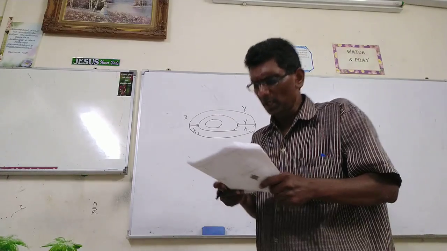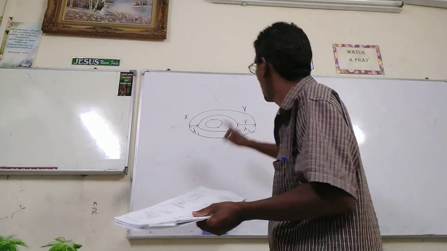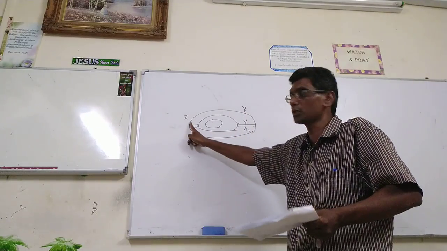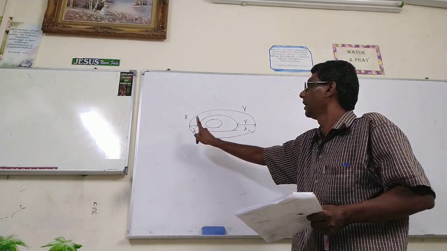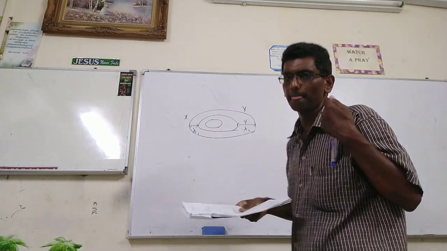So the answer is B. Region Y is deeper than region X because the wavelength in region Y is bigger than the wavelength in region X.